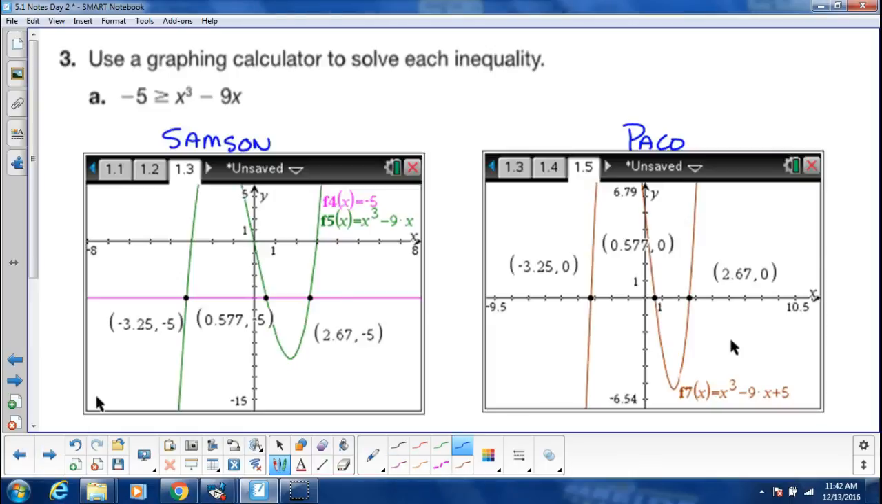So if I'm looking at Samson's way, what am I looking for in terms of this problem? Samson's is here in green and pink. Based off of my problem, what am I looking for? Andrew? Everything that's below -5. The alligator needs to eat the bigger number. -5 is the bigger number, so I'm looking for everything below the pink line.